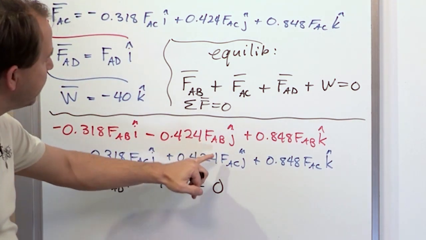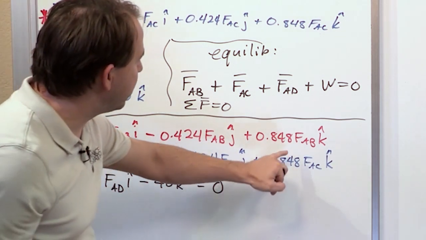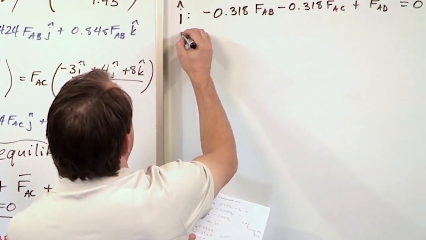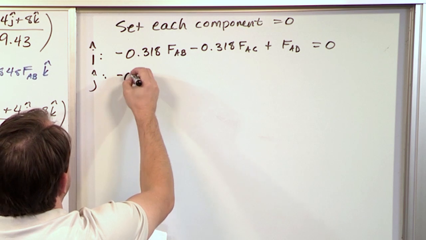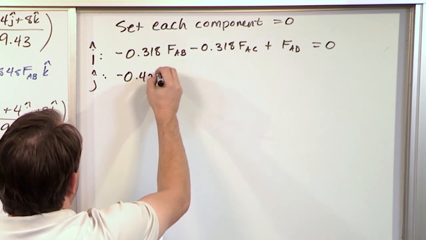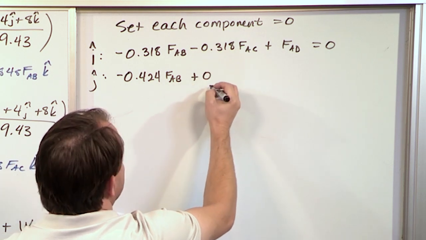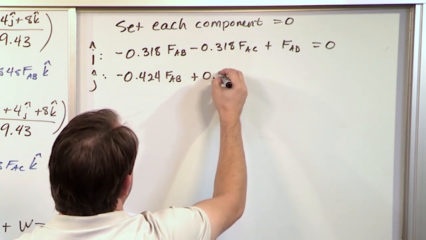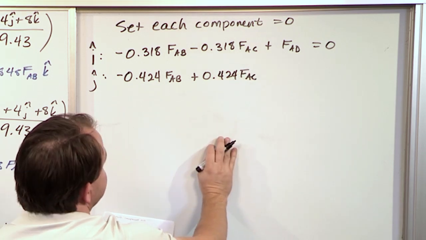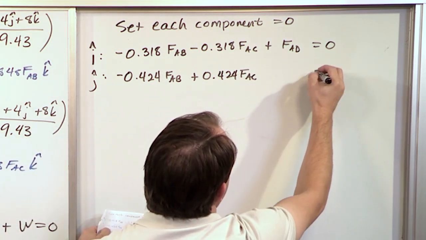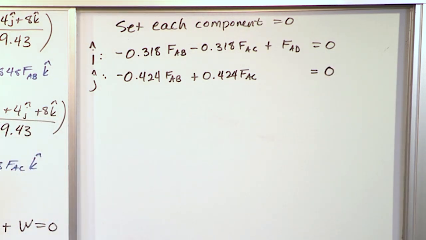Now we're going to look at the J components. It'll be this plus this, and there is no J component anywhere else. So for the J component, what we're going to have is negative 0.424 FAB plus 0.424 FAC. And I'm going to skip a spot over here, and I'm going to say equals 0 over here. You'll see why I'm skipping that spot in a second.